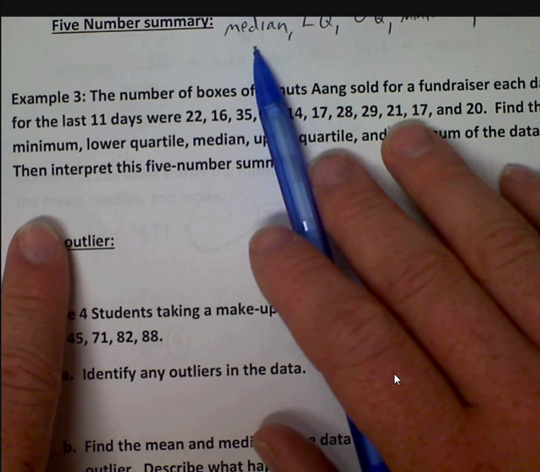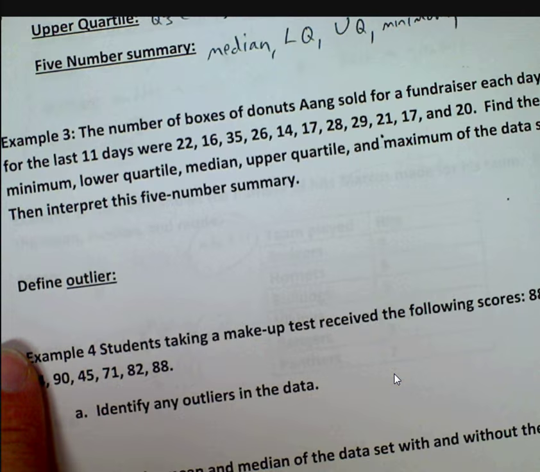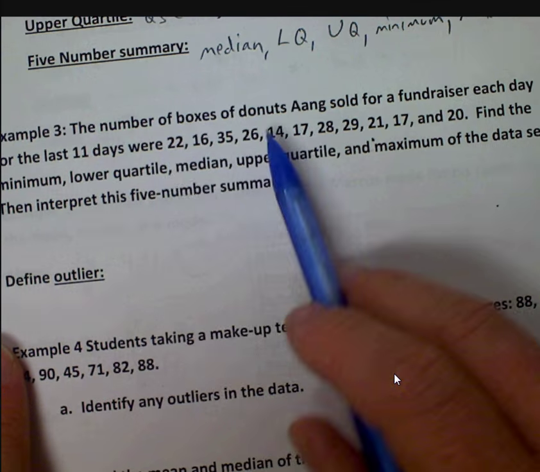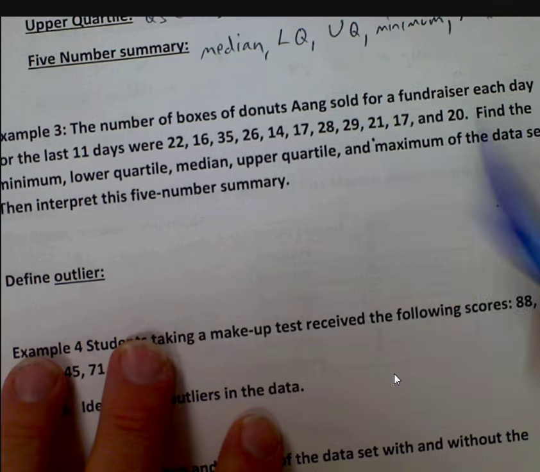So the first thing is I will always find these in this order. So let's go ahead and find the median first. In order to find the median, I need to put all my numbers in order. So if I put my numbers in order, here's what I get.